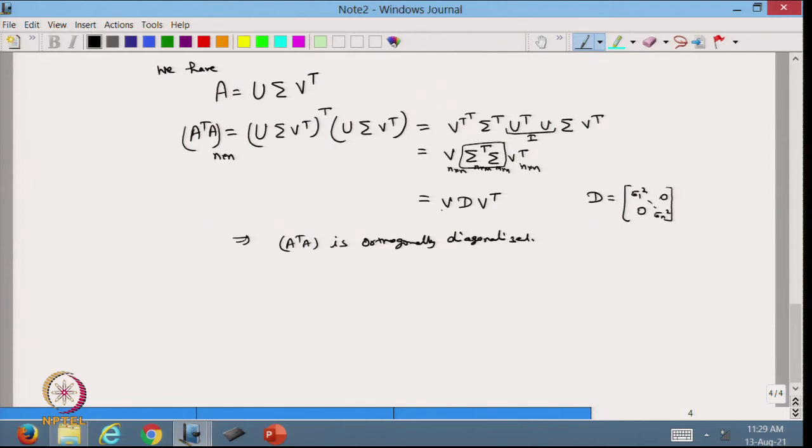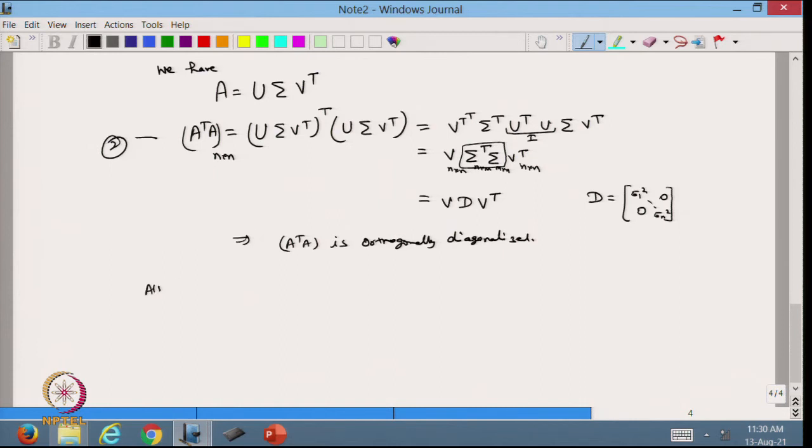So, the symmetric matrix will be V. From here I can write this in diagonal form for the matrix A transpose A. Now I can find my V by taking the eigenvalues of A transpose A and then finding the eigenvectors. So, maybe I can write this as 2.